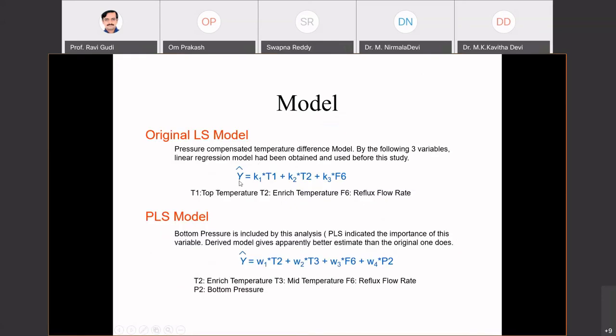It turned out that the model they used earlier contained T1, the top temperature, and the enrichment temperature, and F6 is the reflux rate. Whereas the PLS model gave one additional variable, the bottom pressure, as an important variable that actually influences the distillate composition.